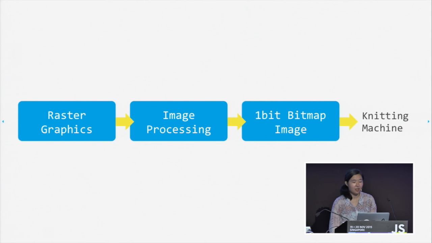So we covered what the raster graphic is, and how to do the image processing on the data from a raster graphic. Let's talk about how to make it into two colors so that I can represent it in yarn.